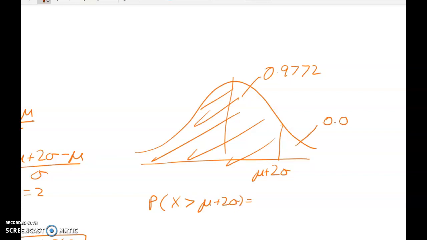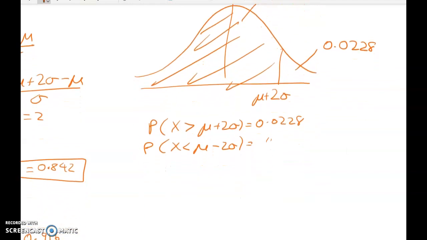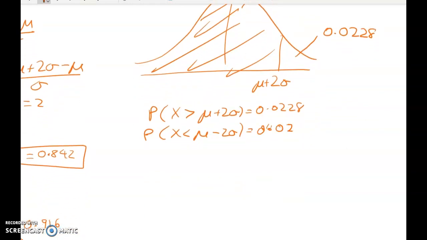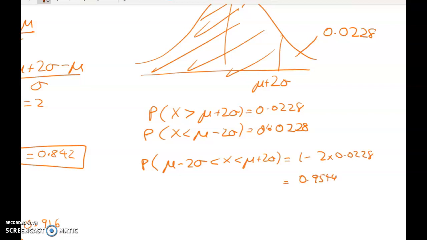which leaves me with 0.0228, and it's symmetric. So the probability of being below that is equal to the same thing. Don't write the ditto marks, that looks really silly. And that means that the probability of being in between is going to be 1 minus that, which will be 1 minus 2 times 0.0228, which gives me 0.9544.